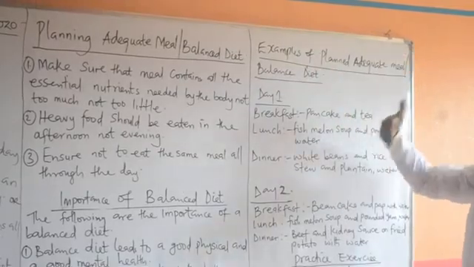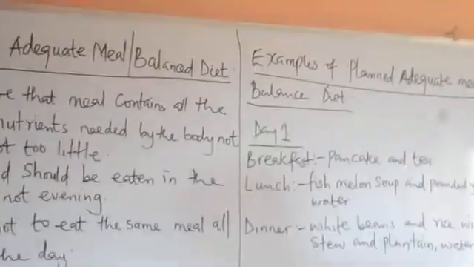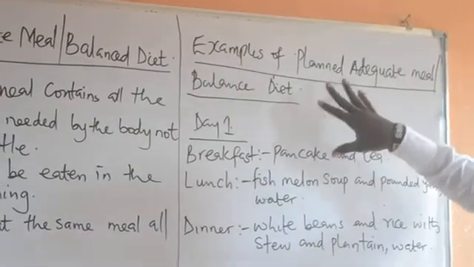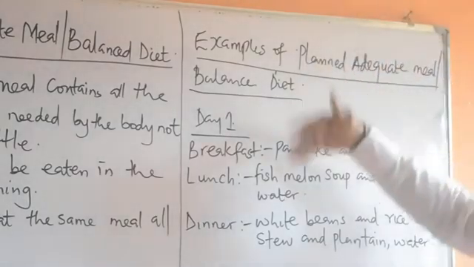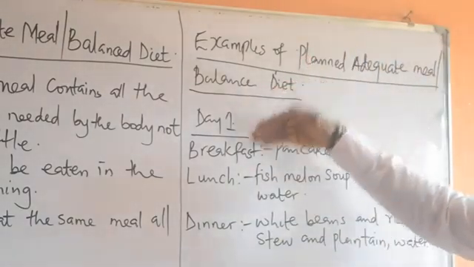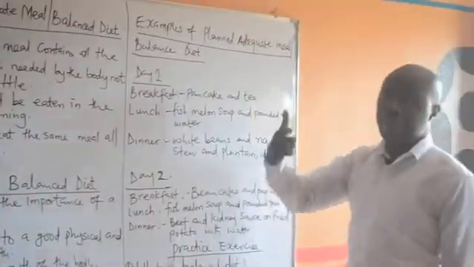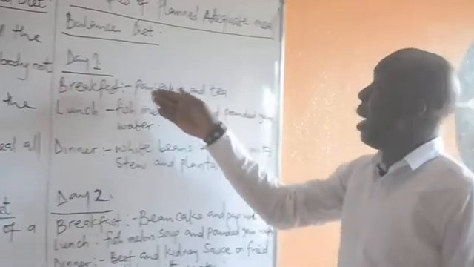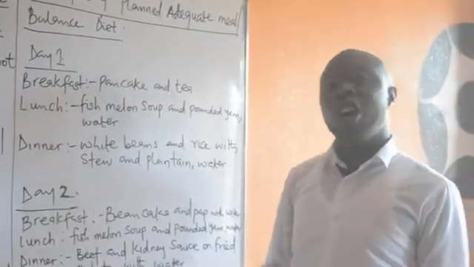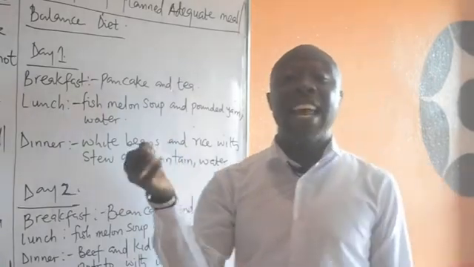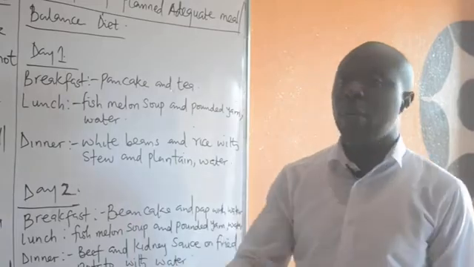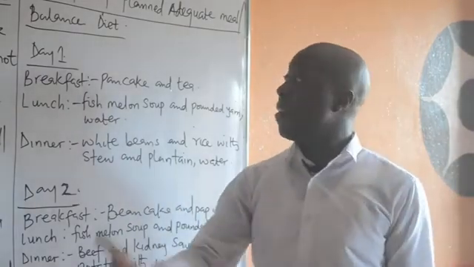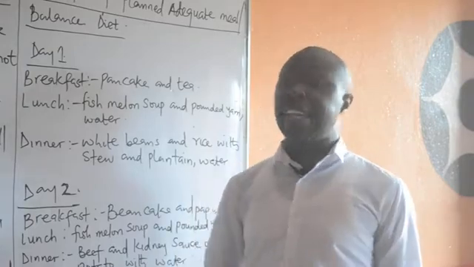Examples of planned adequate meal or balanced diet. That is day 1. Breakfast. During breakfast, that is in the morning, you are expected to eat pancake and tea, or you can even take bread and tea. A very light meal in the morning. It is advisable for us to eat a very light meal in the morning.